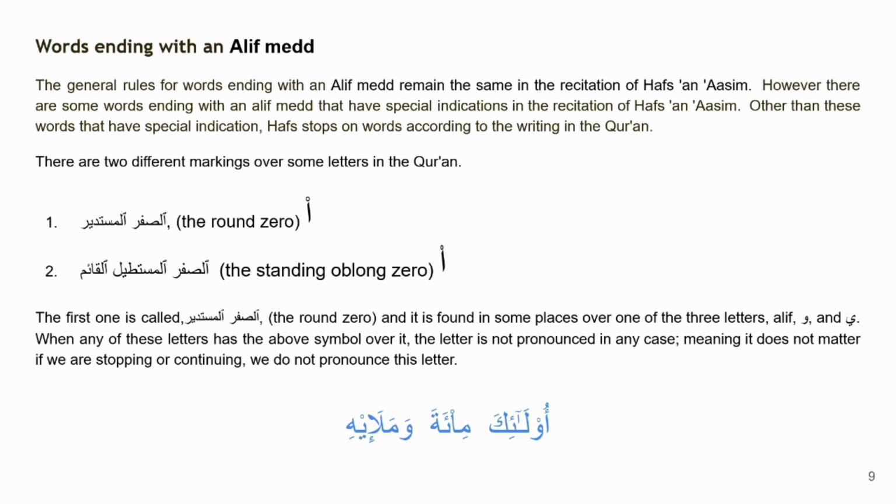The sign of sukoon or jazm can sometimes look like round zero if you are reading from an electronic device, but in the printed copy of the Quran, there is a clear difference between the symbol of a sukoon and sifr mustadir. So whenever you find this sifr mustadir on any of these letters, alif, waw, or ya, the letter is not pronounced in any case.